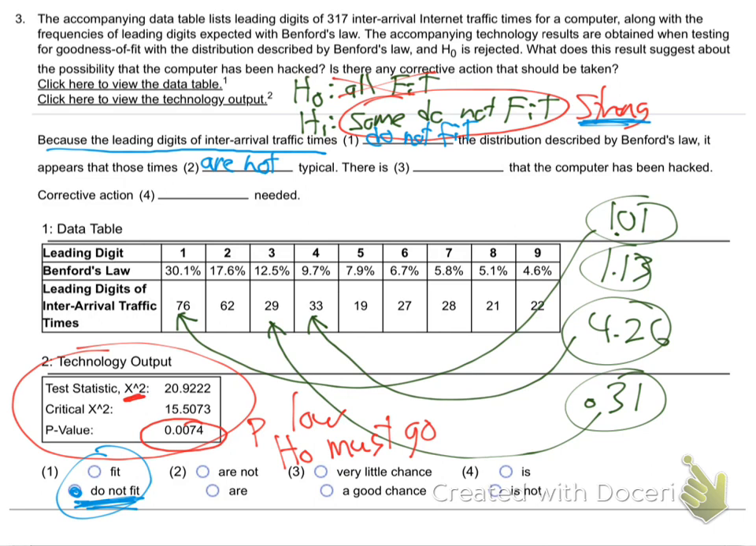They're not typical. There is a good chance that the computer has been hacked. Corrective action is needed. So that's how it would indicate. It's using statistics to help alert that, hey, these numbers are funny. They're not what they should be. Isn't it weird that numbers are usually leading digits like that so often? They can use it to detect when something irregular is going on.